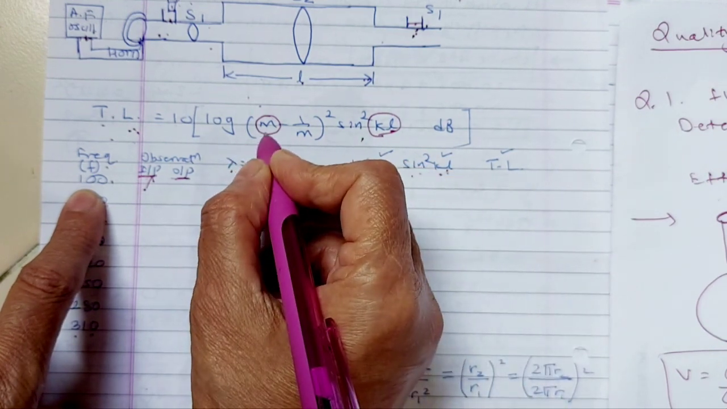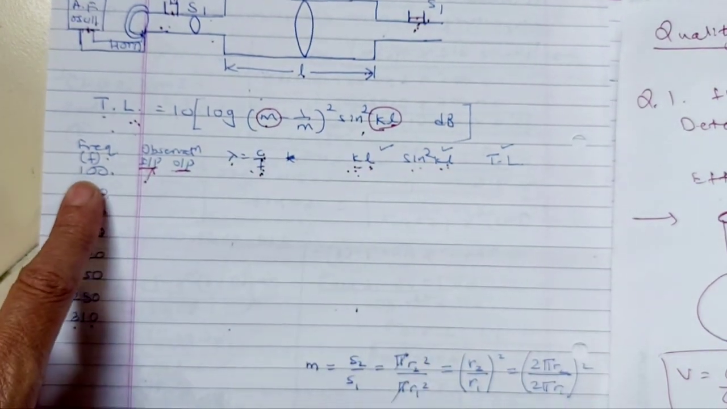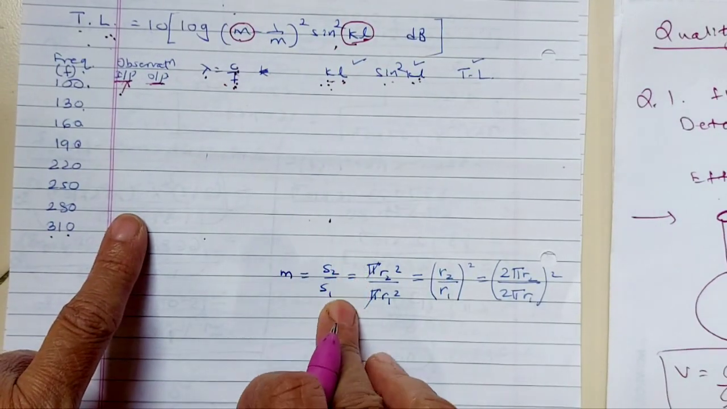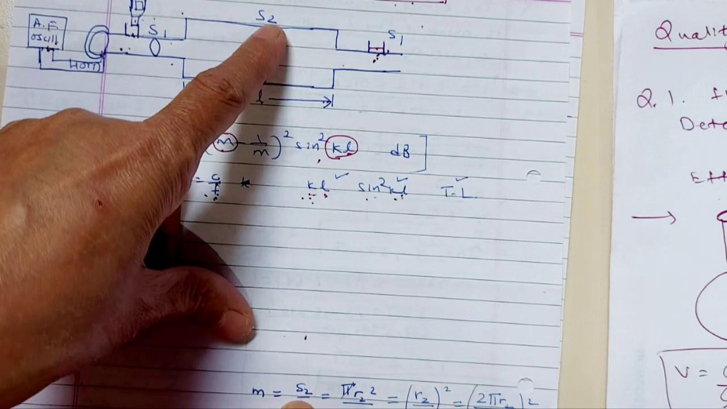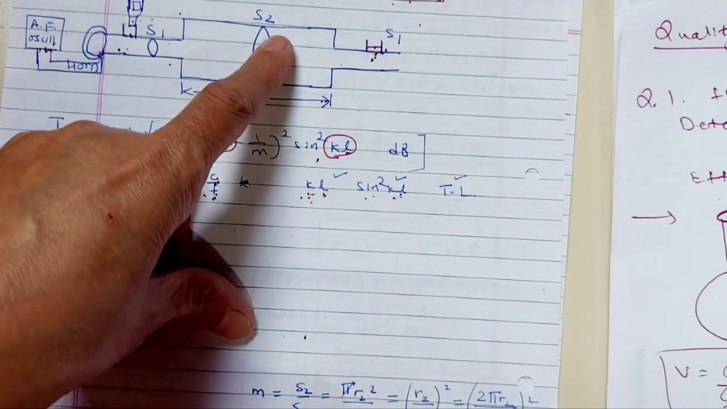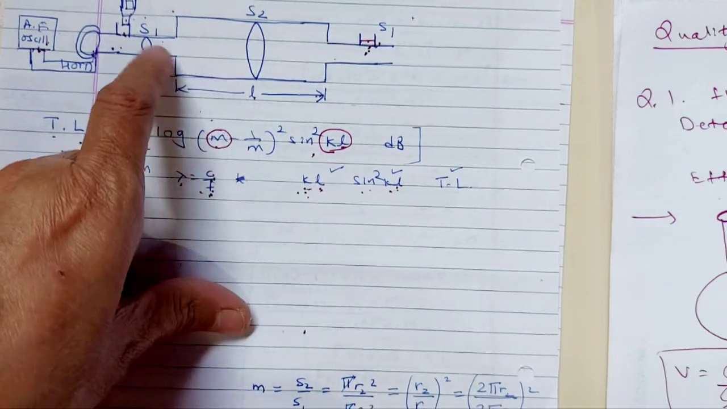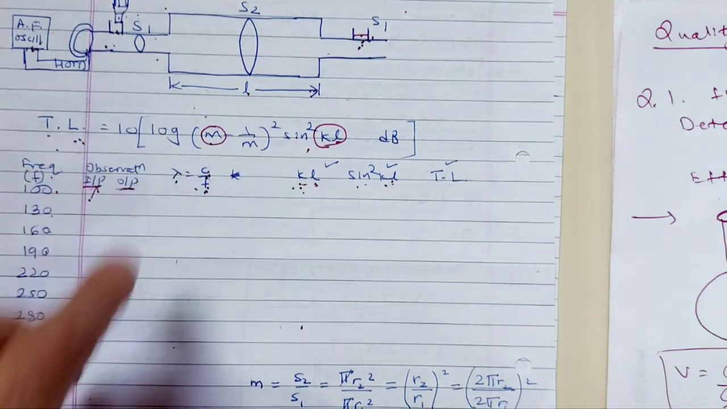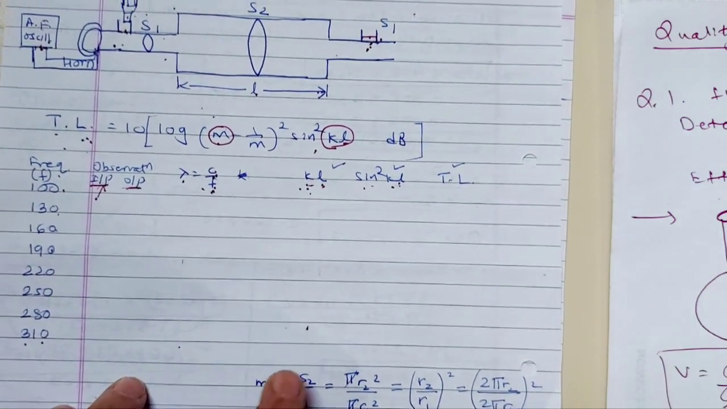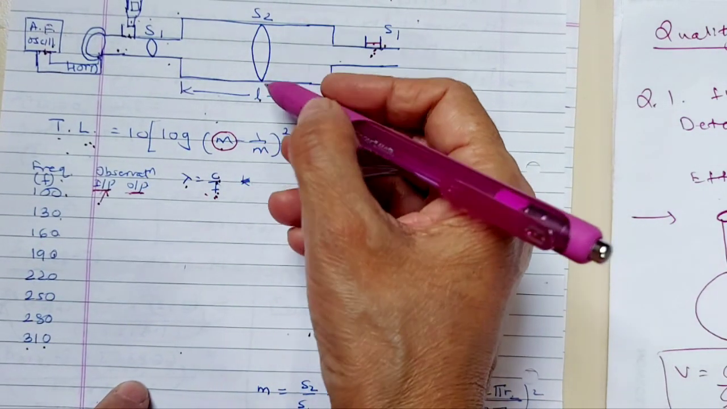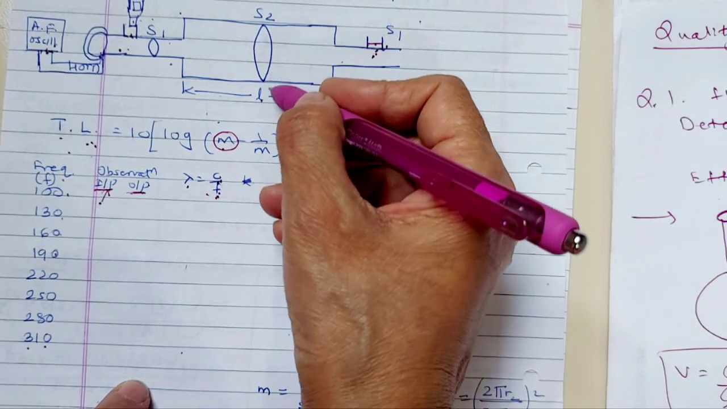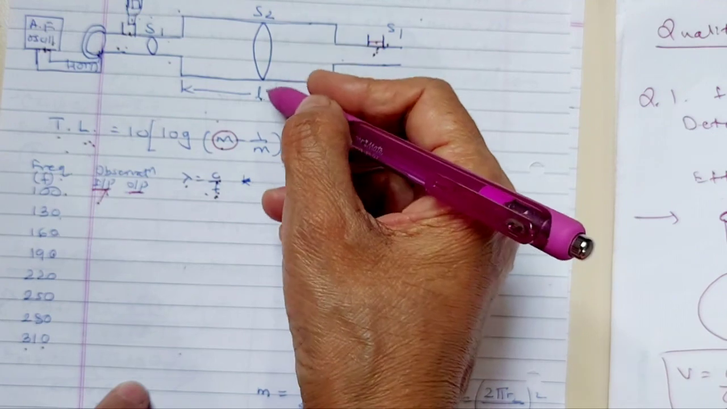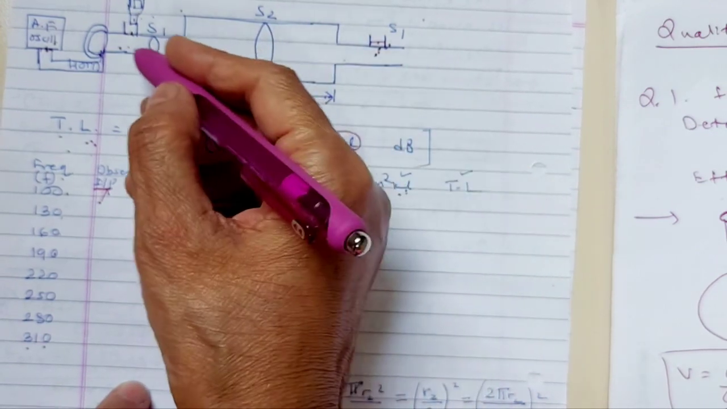Now comes M. Now what is M basically? M is basically S2 upon S1. But what is S2? S2 is the cross-sectional area, and S1 is the cross-sectional area. So how will I get the value of the cross-sectional area? Take a thread and turn it around the expansion chamber, by which you'll be able to measure the circumference. Same way over here also.